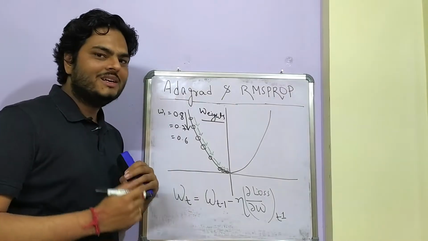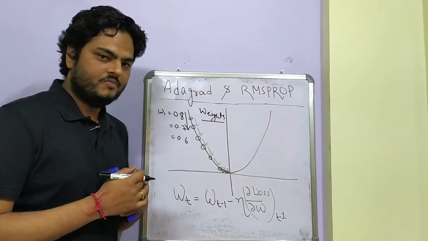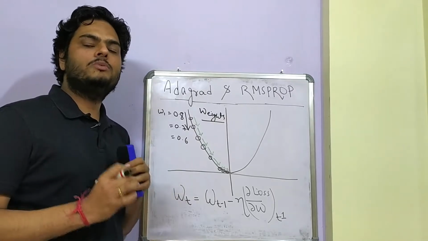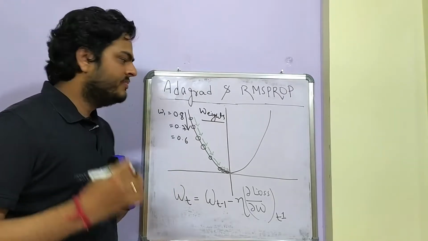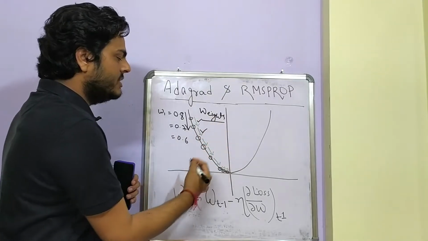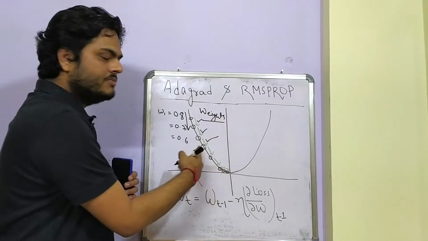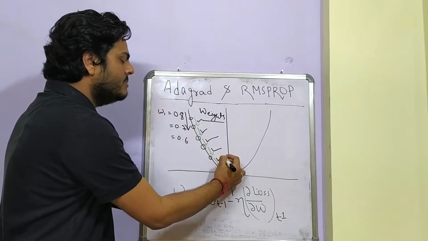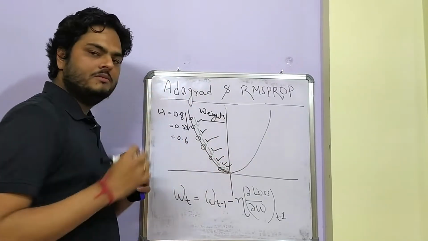So how much you are decreasing or increasing your weight. Here we are decreasing by 0.1, hence we call this 0.1 the step size. So in this case, this is my step size for epoch 2, this is my step size for epoch 3, step size for epoch 4, and similarly epoch 5, epoch 6, epoch 7.